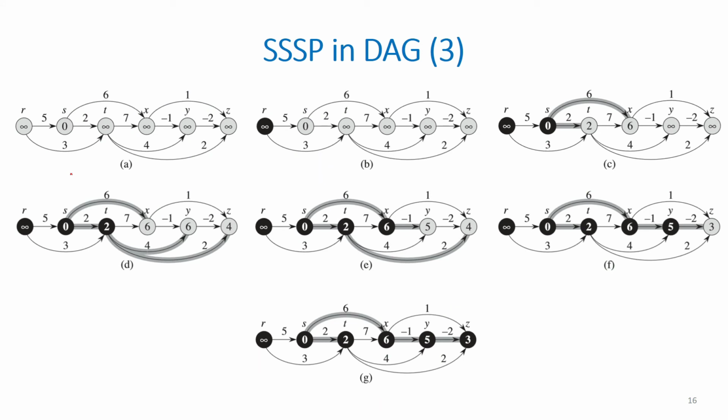This example shows the DAG shortest path algorithm in action. Starting from figure A, we topologically sort the vertices as given here. We then begin with vertex R and relax the outgoing edge RT once. Since it cannot be relaxed, we move to vertex S and do the same for edges ST and SX. Here, the shaded edges denote the edges that have been relaxed, and the black vertices tell us that the outgoing edges from those vertices have been checked for relaxation. The final SSSP for the DAG is shown in figure G.